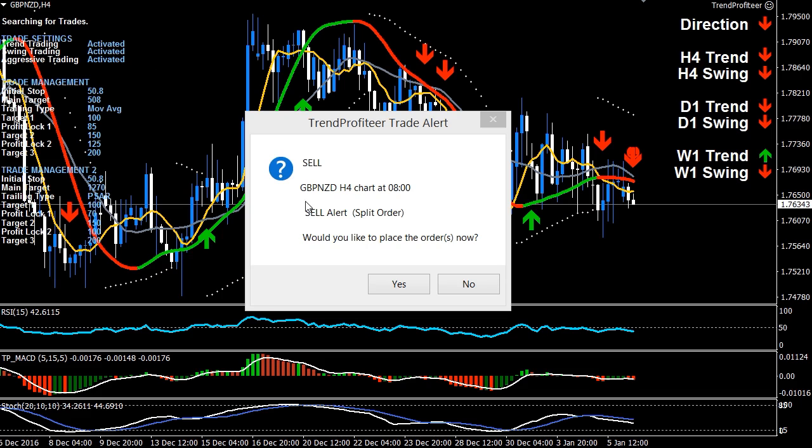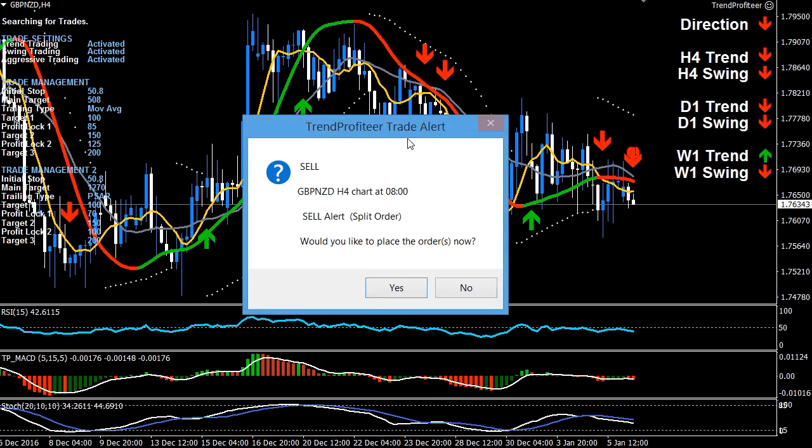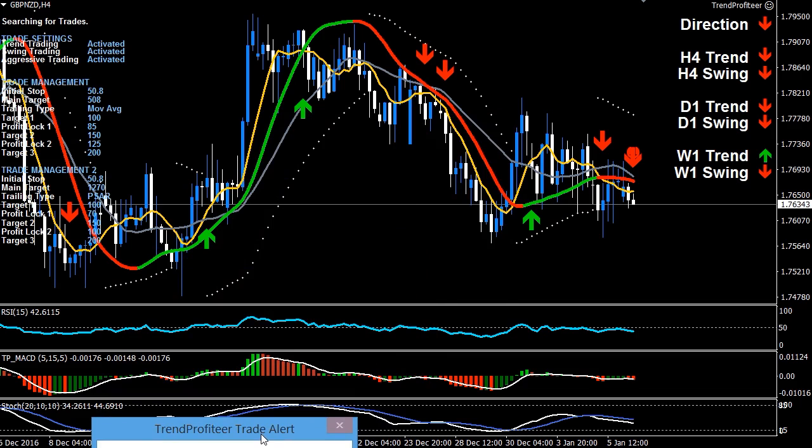I'm looking at a trade on the pound Kiwi on the 4-hour time frame. I'm looking at selling it. Why? Well, take a look at the higher time frames. 5 out of 6 of the higher time frames are all pointing down. That's a good sign if you're wanting to sell it.